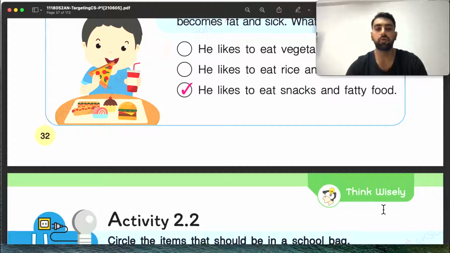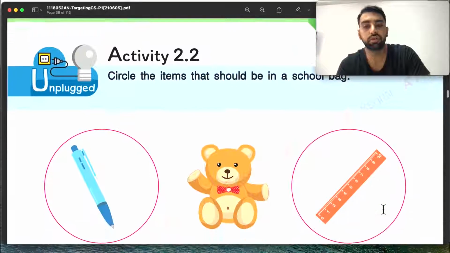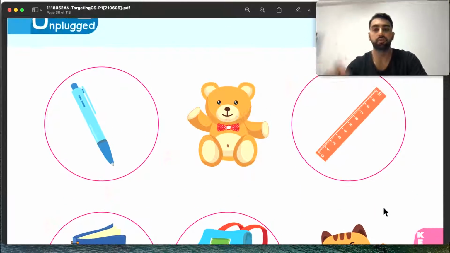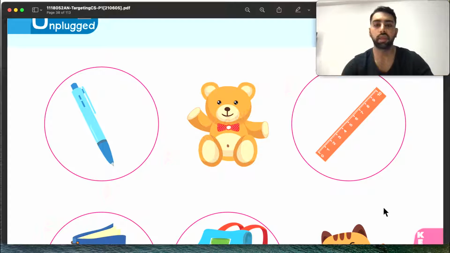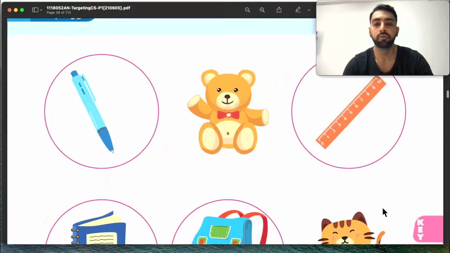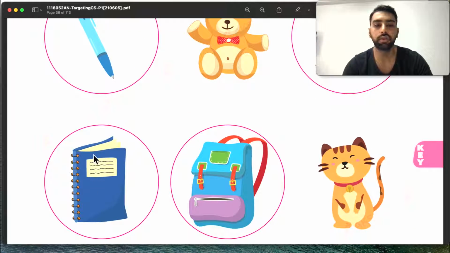Okay, so in activity 2.1 you have to circle the items that you put in a school bag, the school bag you take to your school. Which things do you put in your school bag? Do you put in a bear? No. Do you have a pen in your school bag? Yes. A ruler? Yes. A book? Yes.